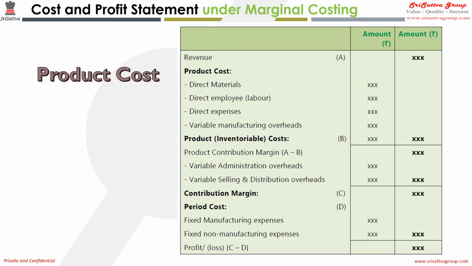Hence, under marginal costing, variable manufacturing costs constitute product costs. Finished goods are measured at product cost. Work in process, WIP, inventories are also measured at product cost on the basis of percentage of completion.